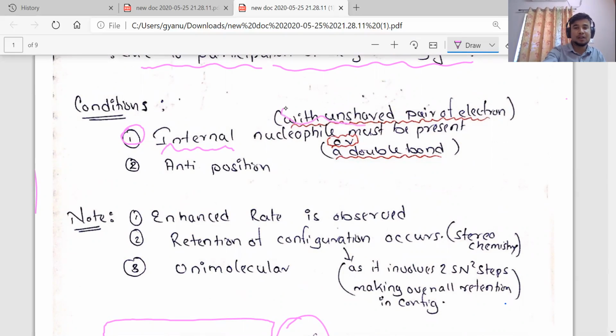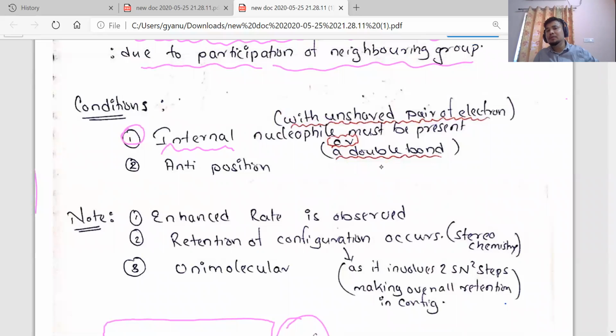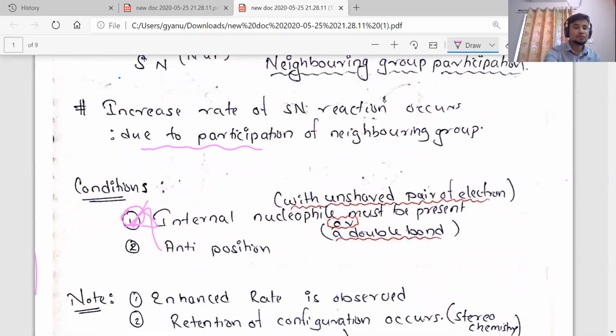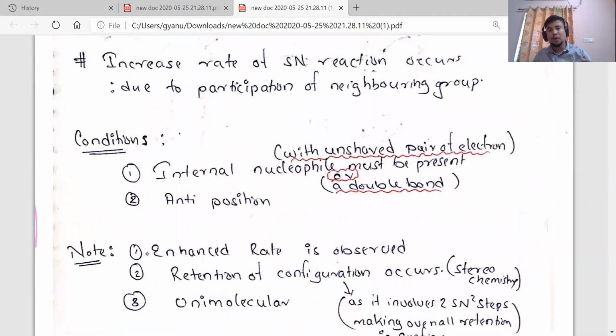If it does not have an unpaired electron, and if it does not have a double bond or something, then you would not have this kind of reaction. The minimum requirement in order to have a nucleophilic substitution reaction via the neighboring group participation mechanism is very simple: a substrate which has a group in the molecule with extra electron pairs. The second point here is an anti-position. We'll talk about this position and these things next.